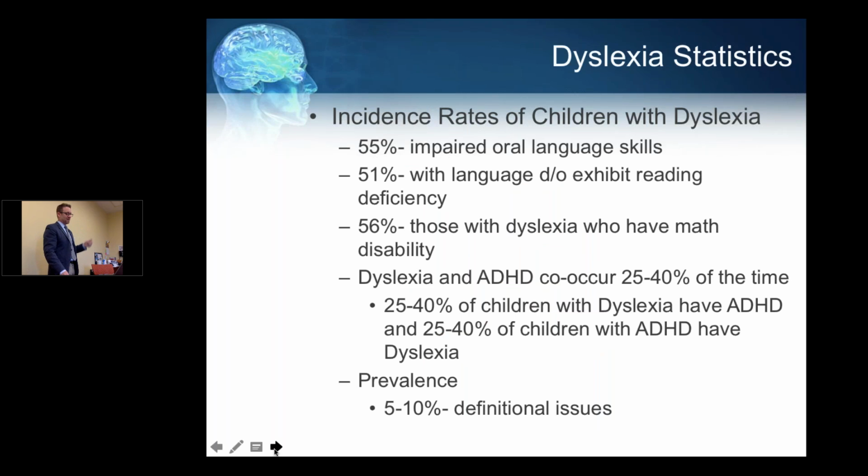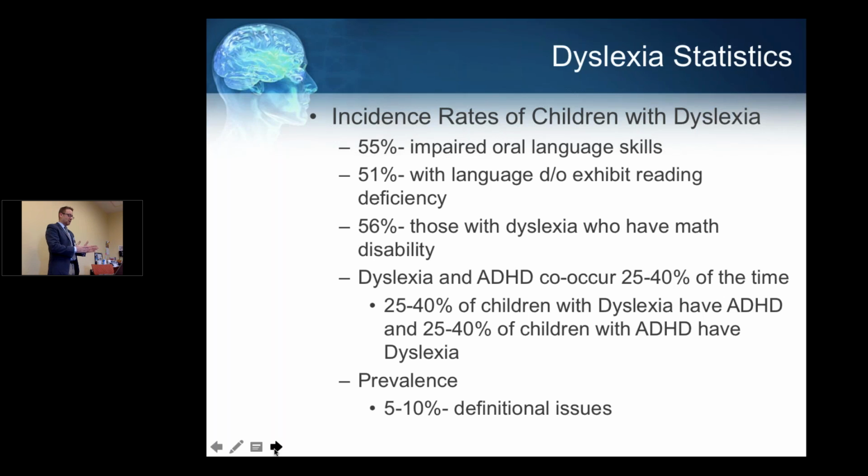So what are some of the statistics here before I go through more of the systems? Within dyslexia, 55% have problems with oral language, reading aloud, okay? Oral language, or even conversationally sometimes. 51% have language problems or language disorder, with reading deficiency. And then 56% have math problems. Now you understand why people with dyslexia tend to have math problems. It's that spatial pathway that gets hit, okay? And dyslexia and ADD occur together 40% of the time. So it's a huge overlap. If you have dyslexia, you probably have ADD too.